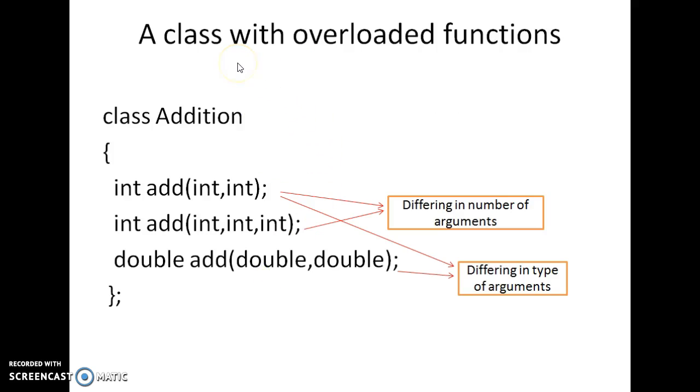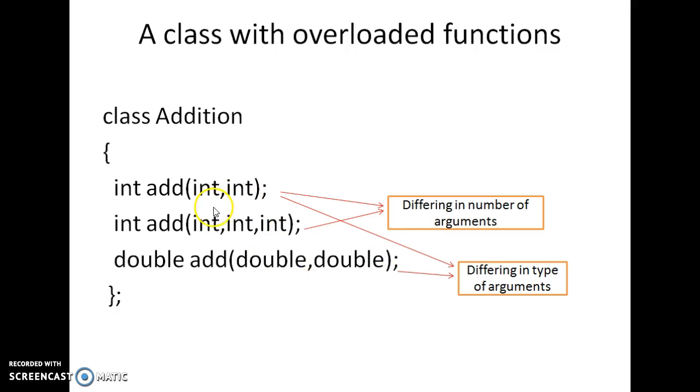Here a class is being shown where it is shown how the overloaded functions are to be placed. The name of the class is addition and it contains 3 functions. The name of all the 3 functions is add. So this is showing how functions can be overloaded in a class. A single class containing 3 different functions with the same name, but they are differing in the number or the type of arguments.